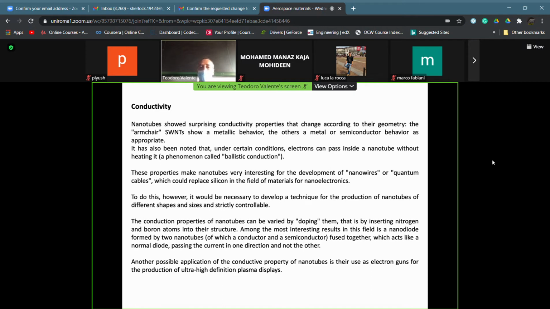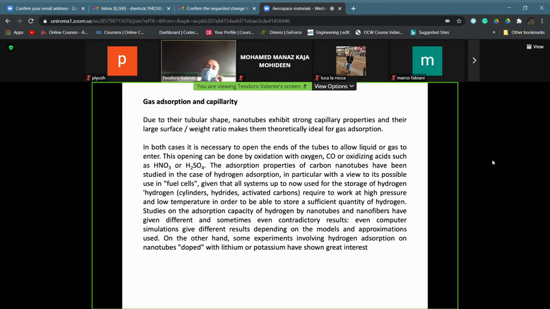Another possible application due to these conductivity properties, qualitatively, obviously, of nanotubes is the use of them as electron guns for the production of ultra-high definition plasma displays. Okay? Another feature which is interesting is the behavior in terms of gas absorption and capillarity.